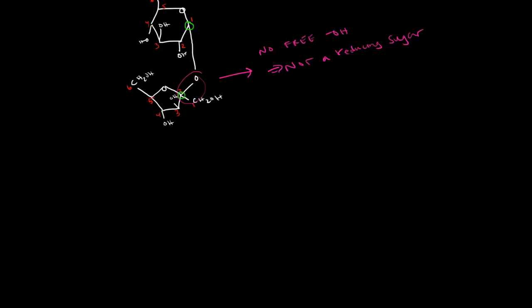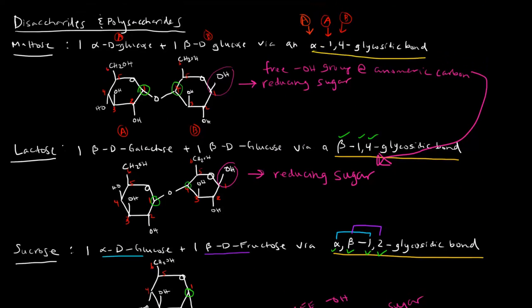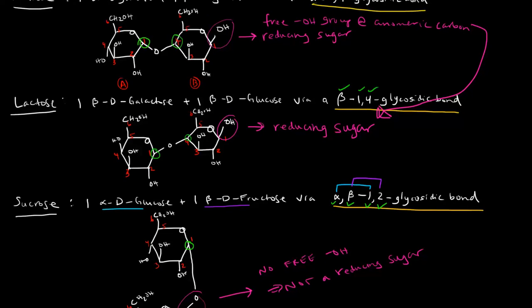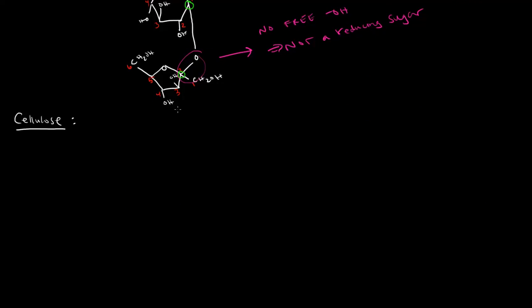I want to mention cellulose. So cellulose is basically a polysaccharide. These first three were disaccharides, right? Just two monosaccharides put together. Cellulose is a bunch of beta D glucoses connected or linked via beta 1,4 linkages, or glycosidic bonds.